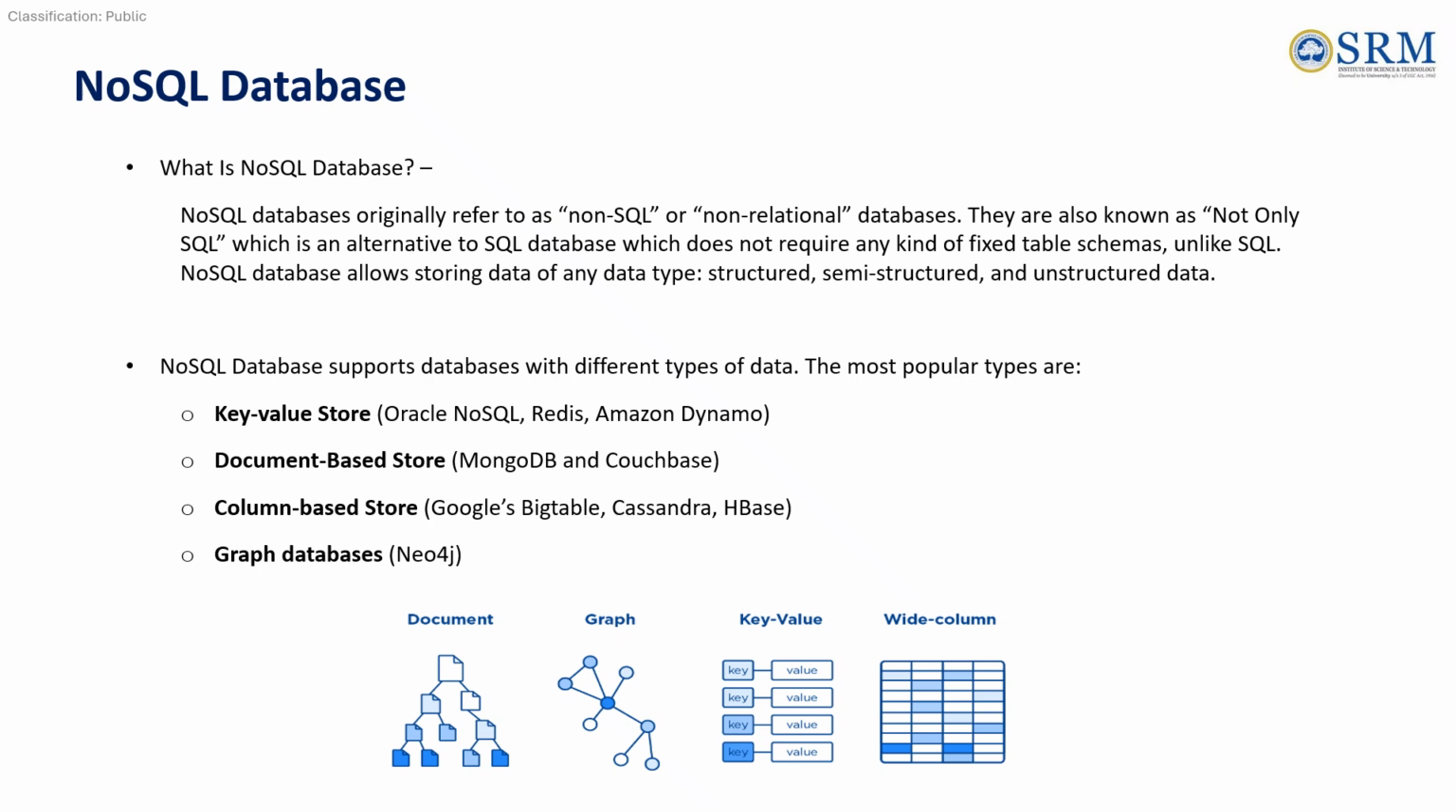Finally, graph databases are designed to store relationships between connected data. An example is Neo4j. Overall, NoSQL databases provide scalability, flexibility, and efficient handling of large modern datasets.